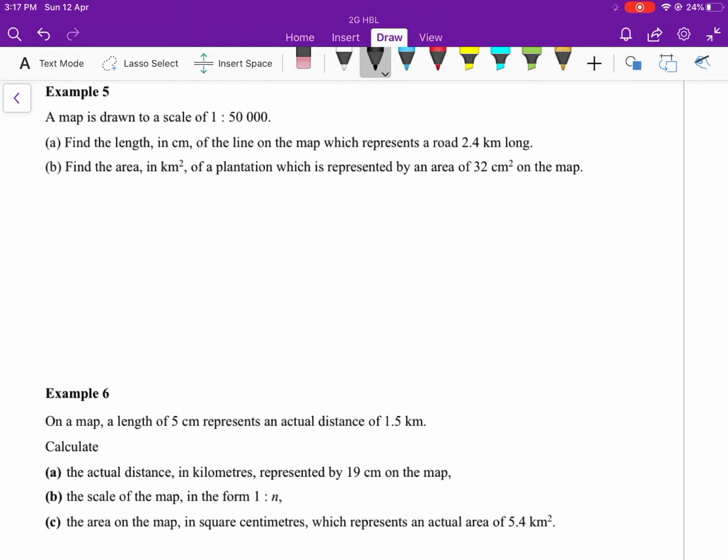Okay, so for this video, we will be looking at the last two examples of these notes. After that, you are done with note 7b. Alright, so let's take a look at example 5a now.